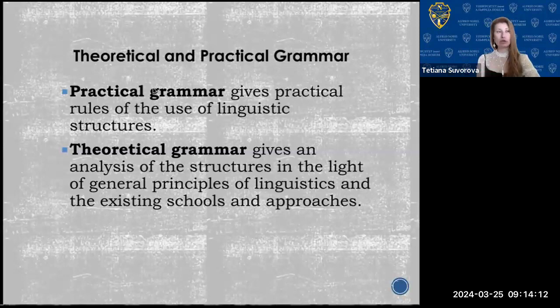So theoretical grammar can also cover, for example, historical grammar, and comparative grammar, so these types of grammars can be practical and theoretical as well. But within theoretical grammar, it is like the general field, general observation, and the effort to explain why something can be possible in this language or in the other. Okay, so that is why we speak about existing different schools, different approaches, and so on and so forth, because theoretical grammar is about analysis and explanation.